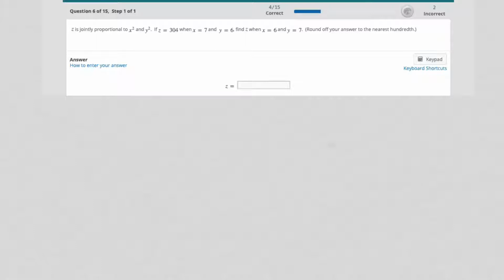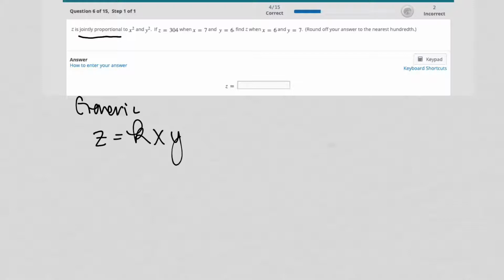So the variation problems are really the most straightforward. The formulas are on your formula sheet, and it tells you exactly which formula to use. So this one is jointly proportional. And this is just the generic formula. That would be z equals kxy, where k is your constant of variation. That's what it looks like on your formula sheet.